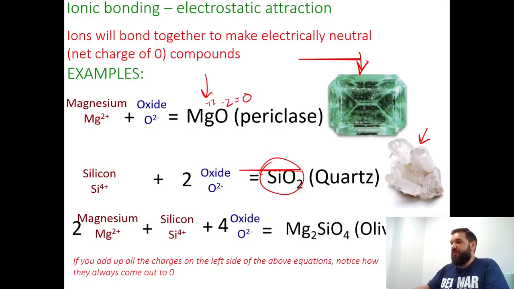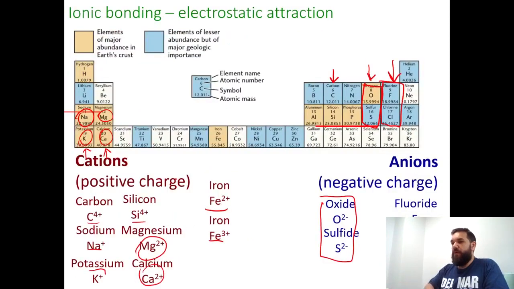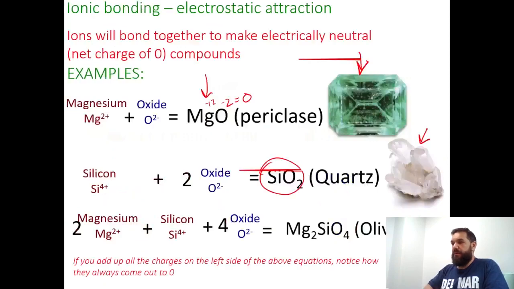Silicon, the charge on silicon was what? We said +4, right? There it is, +4. Oxygen is -2, but there are two of them. So -2 plus -2 equals -4. Silicon is +4. When you add them together, you get 0. You get it? Does it make sense?